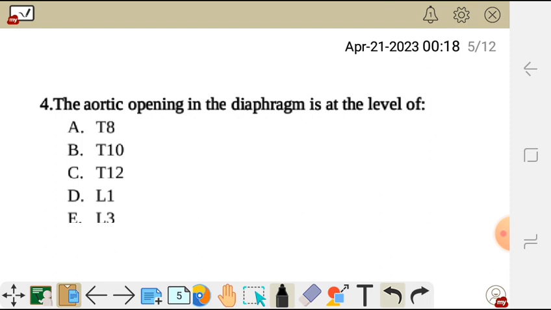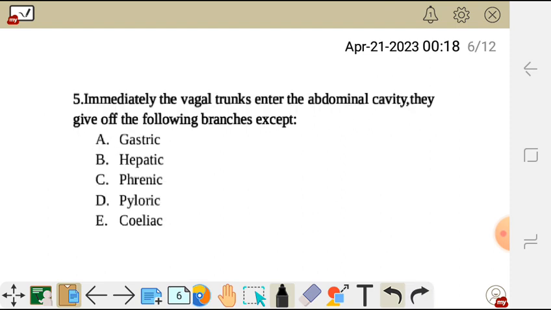The aortic opening in the diaphragm is at the level of A, T8, B, T11, C, T12, D, L1, E, L3. So the aortic opening in the diaphragm is at the level of T10, which is B. For question 4, we move on to question 5.